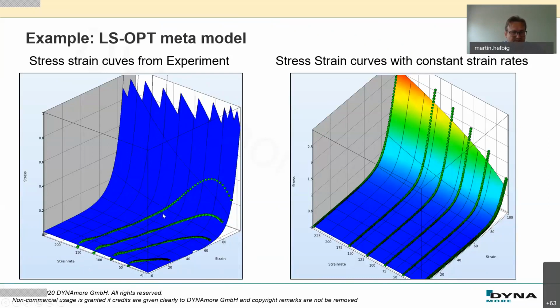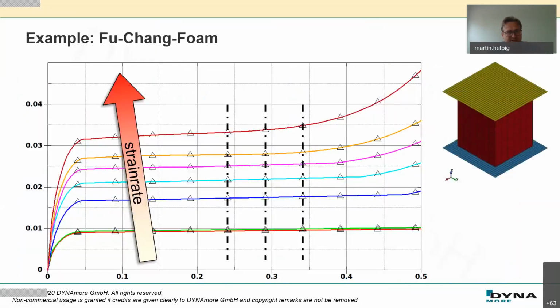Therefore, we use LS-OPT here. We see the picture of LS-OPT. It creates a surface over these curves as a function of the strain rate, the strain, and the stress. And then you can cut out curves here at a constant strain rate. And these curves you can put in the input of MAT_083, Fu-Chang-Foam. If you put in these curves here, you have to be sure that the curves start with 0, and you put in engineering stress strain curves.